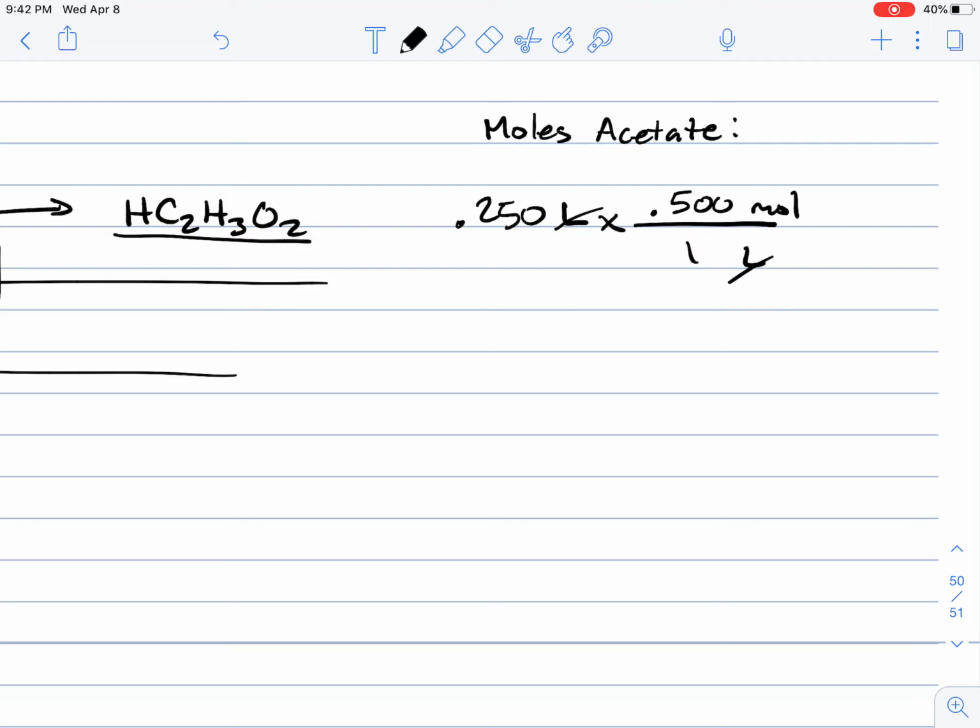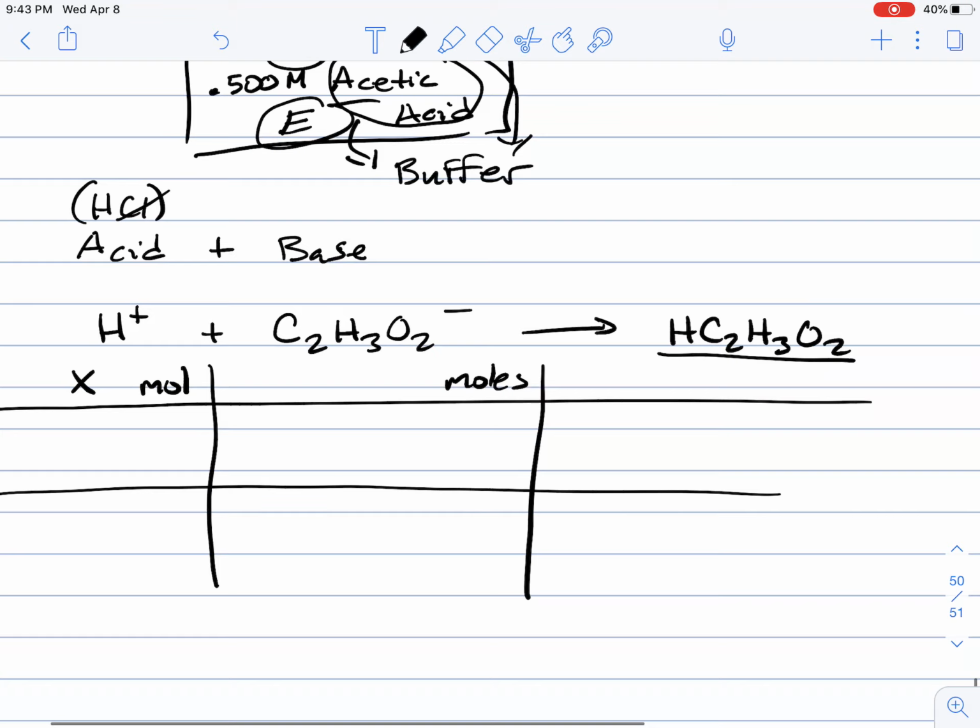Okay. And so that's going to give me 0.125 moles of acetate. And I'm going to go ahead and start abbreviating acetate as AC negative, just so I don't have to write the whole word over and over again. And so I'm going to go ahead and put in 0.125 moles of acetate.